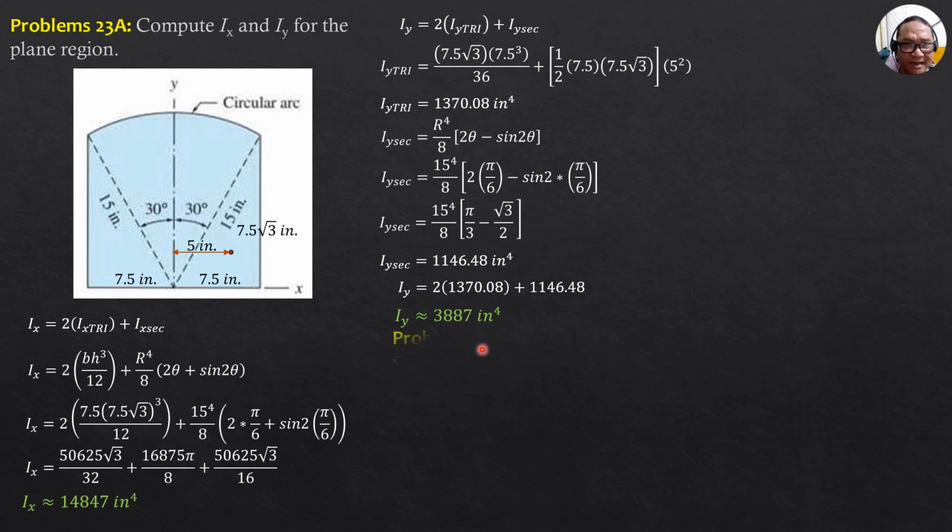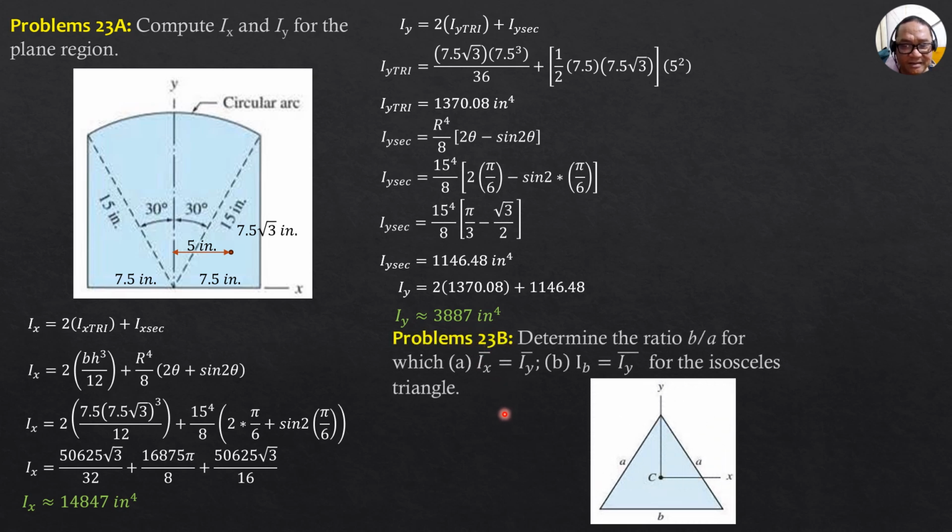Then there is another problem here. Determine the ratio b over a, for which, letter A, the centroidal moment of inertia of the triangle with respect to the centroidal x-axis is equal to the centroidal moment of inertia with respect to the y-axis. Then letter B, I_B, or the moment of inertia of this triangle with respect to the base, is equal to I barred y for the isosceles triangle also.